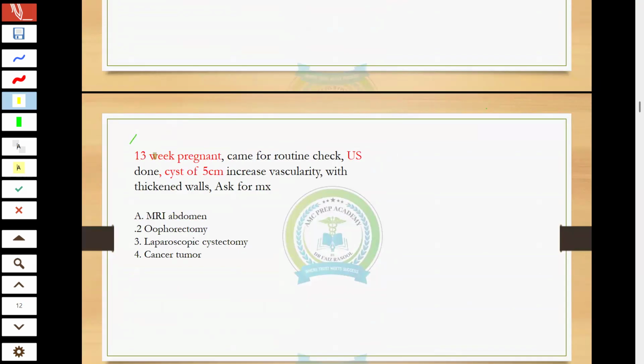At 13 weeks, next question. A 13-week pregnant woman came for a routine checkup, ultrasound done, cyst of 5 centimeters, increased vascularity with thickened wall, asking for management. Option A, MRI. Option B, oophorectomy. Option C, laparoscopic cystectomy. Option D, cancer tumor. Yes, Dr. Abdul, you are right. So what is the management here?